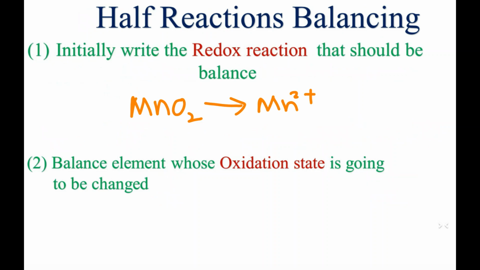In the third example we have to balance MnO2 becomes Mn2 plus in acidic medium. We know MnO2 is a brown precipitate, so that becomes colorless when this reaction happens. First of all, we have to balance manganese because manganese oxidation state is going to be changed. On both sides we can see only one manganese atom, so we don't need to balance manganese in this reaction.